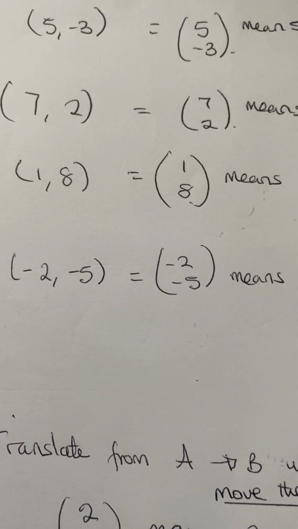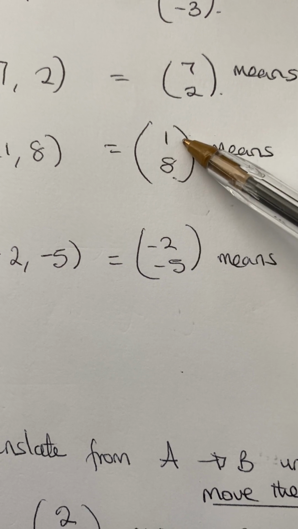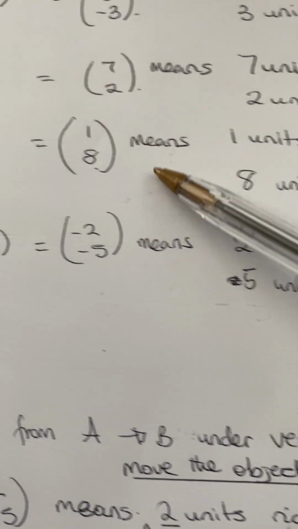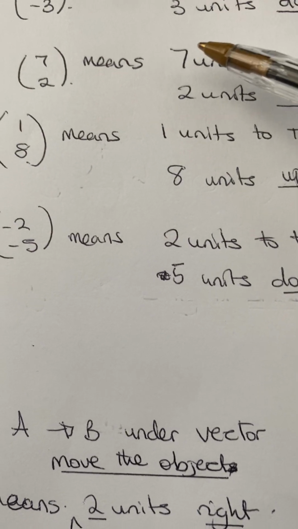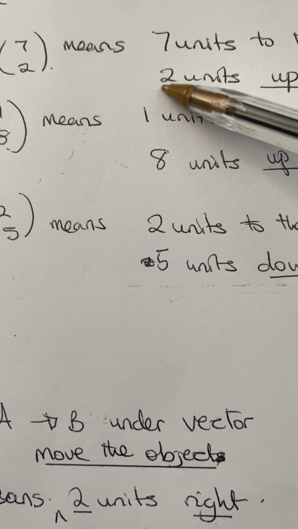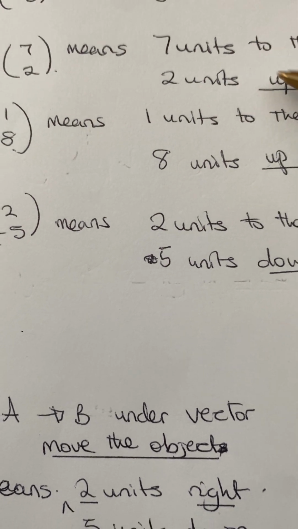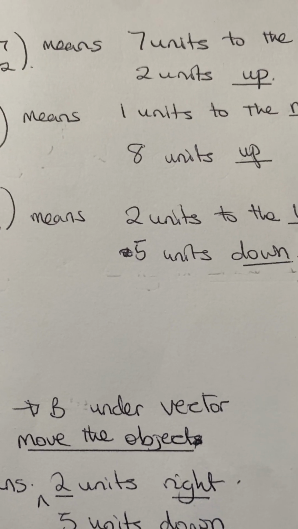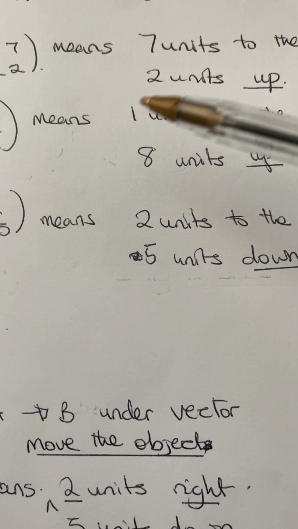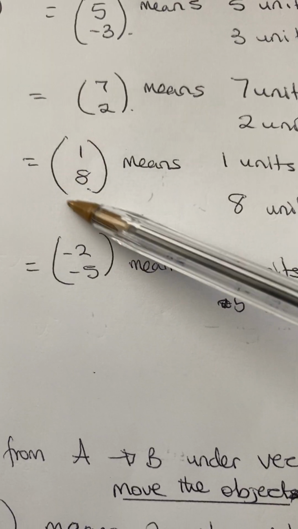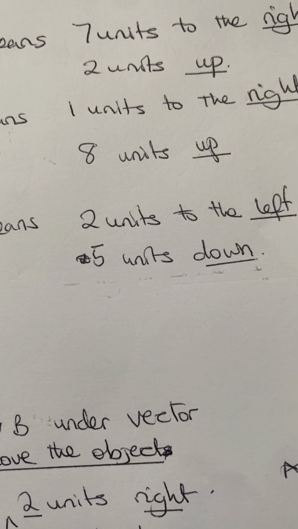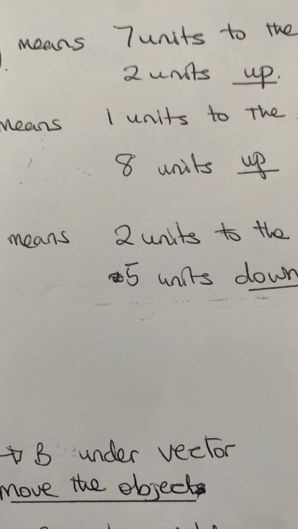That is basically it. So 1/8 means 1 unit to the right, 8 units up. So you take the point A on the shape, do that, do it for B, do it for C, then you join your new points together, and that will be your image. So you've moved an object under the vector 1/8 to a new position.